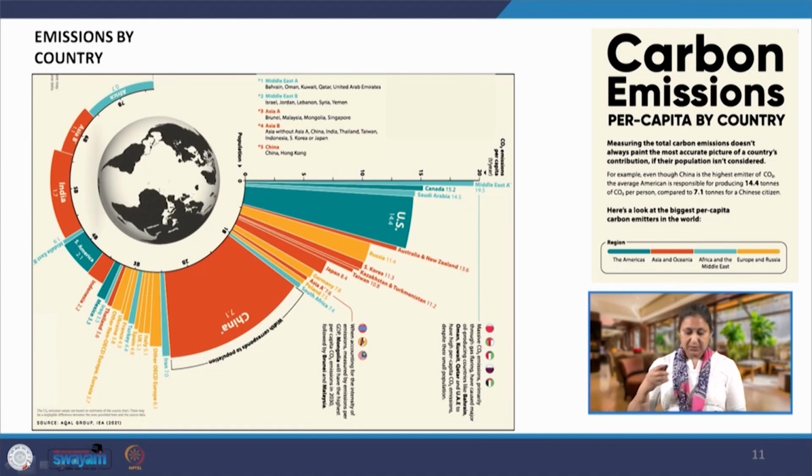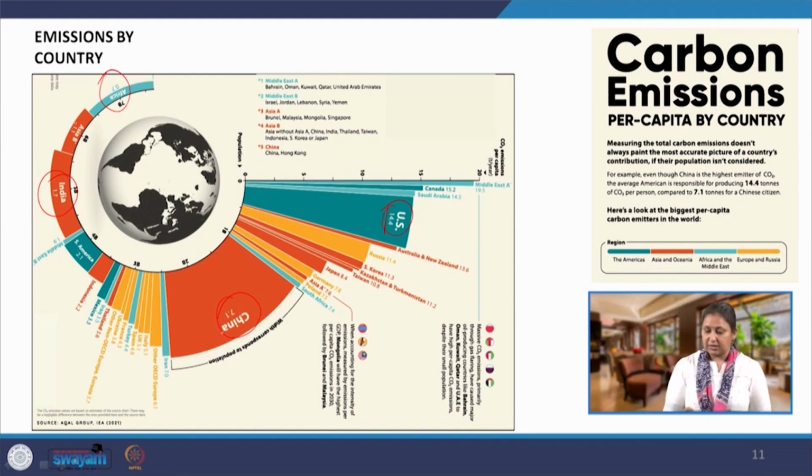So, if you look at this particular graph, you can see these numbers written: US 14.4, China 7.1, India 1.7 and Africa 0.7. These are the per capita consumption numbers that we are getting. The highest is in the Middle East, where it is 19.5. Now, how is the width varying?